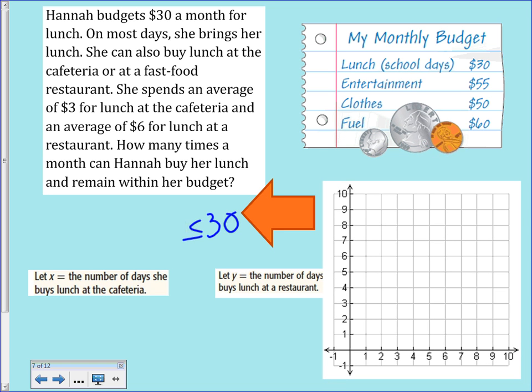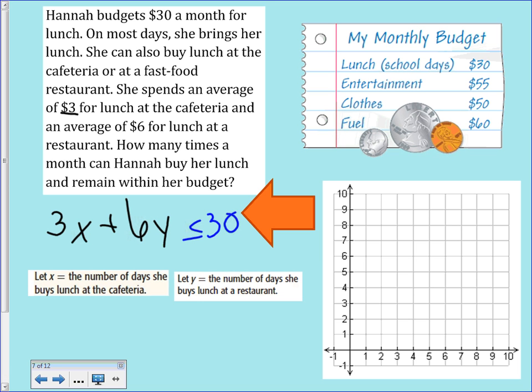So for every X lunch that I buy at the cafeteria, I am spending $3. For every Y days I'm buying lunch at the restaurant, I'm spending $6. So I just set up that equation. It's just like what I had you guys practice when you put things in standard form on Unit 1, Notes 3. Now, we know very well by now that we cannot graph this unless it's solved for Y.